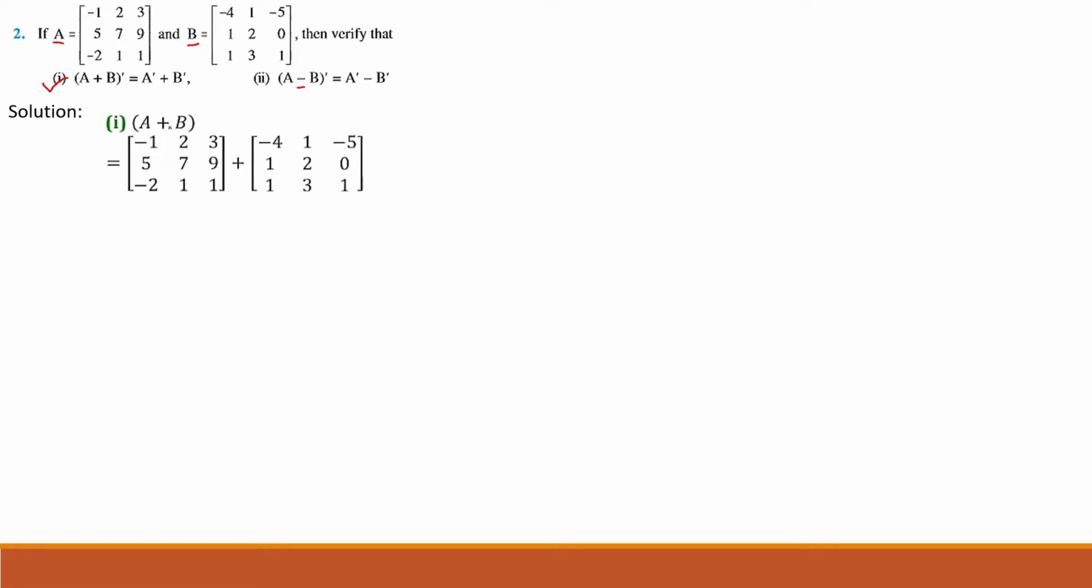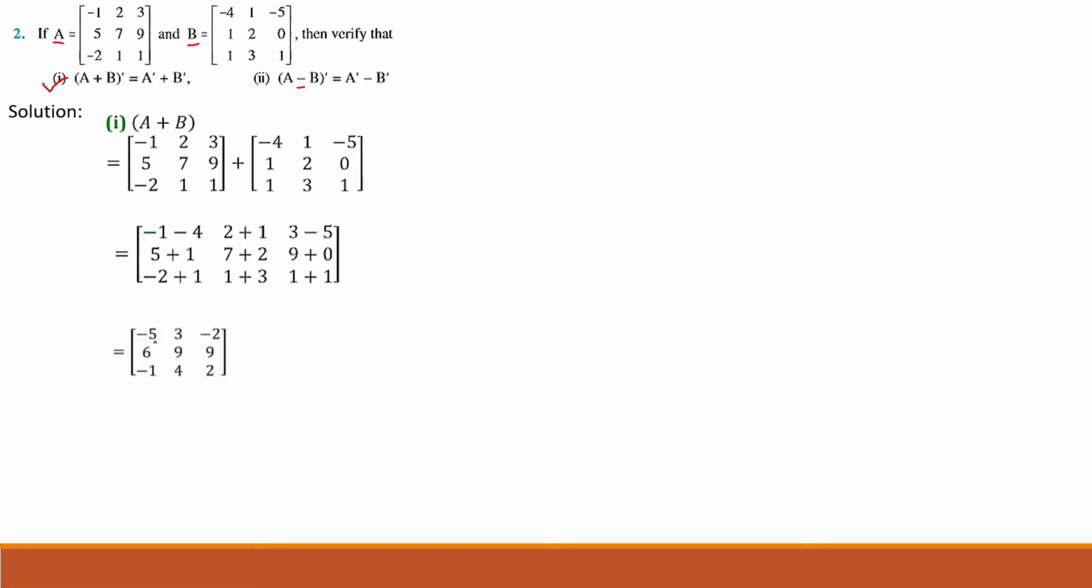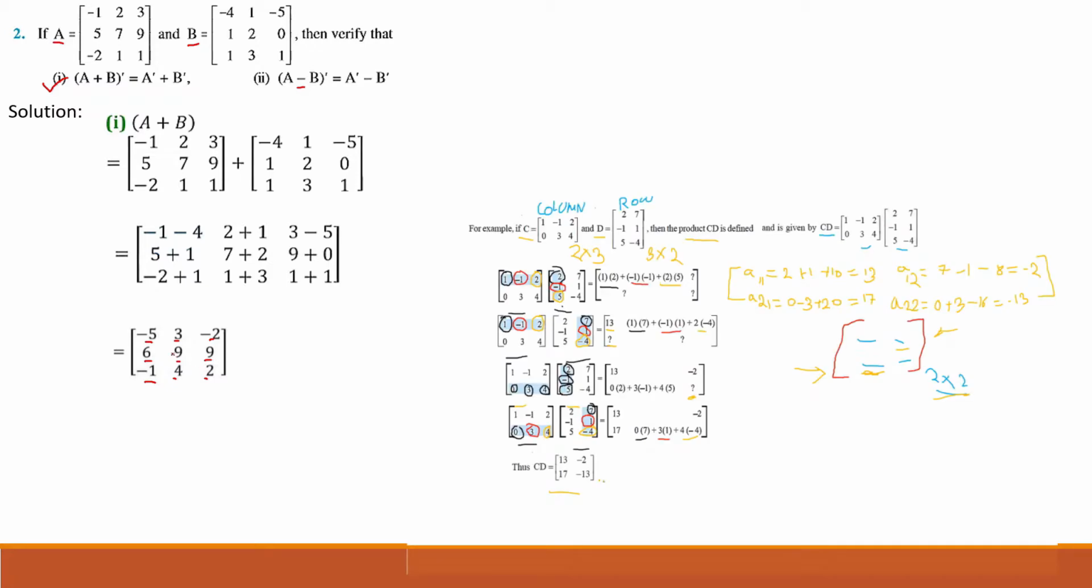We will simply add these two matrices and after adding these two matrices, we get the answer as -5, 3, -2, 6, 9, 9, -1, 4 and 2. Also guys, if you missed the video on operations on matrices, which is addition, subtraction and multiplication, you can click on the I button and see that video.